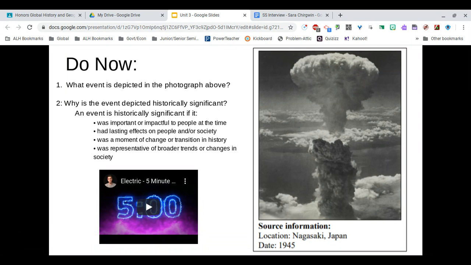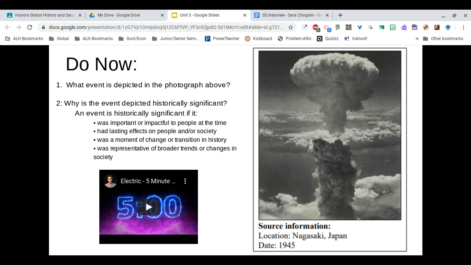So let's take a look at our do now. The two questions are actually looking at the image to the right. The first one is, what event is depicted in the photograph above? Hopefully you can take a look at that by using the sourcing information. And then, why is the event depicted historically significant?